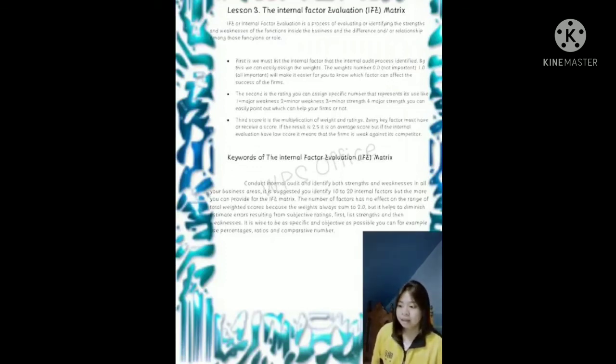First, we must list the internal factors that the internal audit process identified. By this, we can easily assign the weights. The weights, 0.0 for not important and 1.0 for all important, will make it easier for you to know which factors can affect the success of the firm. The second is the rating. You can assign a specific number that represents it, like 1 equals major weakness, 2 equals minor weakness, 3 equals minor strength, 4 equals major strength. You can easily point out which can help your firm or not.